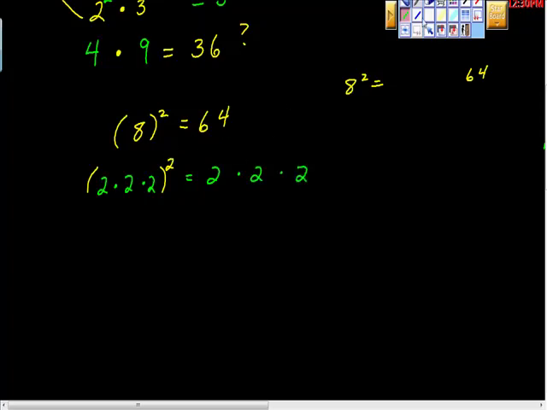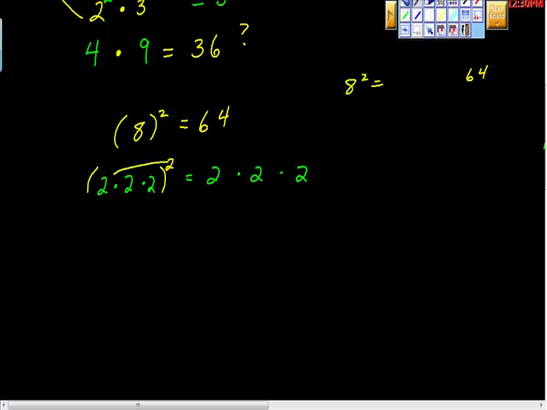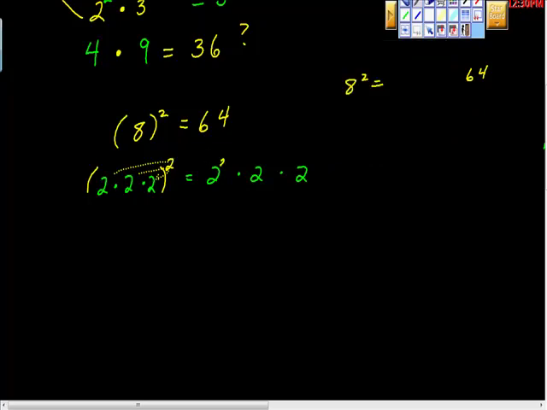Remember, what I believe is this. I believe that we can distribute this exponent. So we can do it here, here, and here. So let's try that and see if it worked. So this would be 2 squared. That's this 2 squared. This would be 2 squared. That would be this 2. This would also be 2 squared. That would be this, wouldn't it?